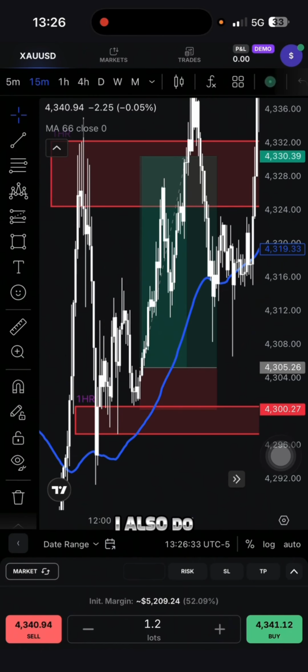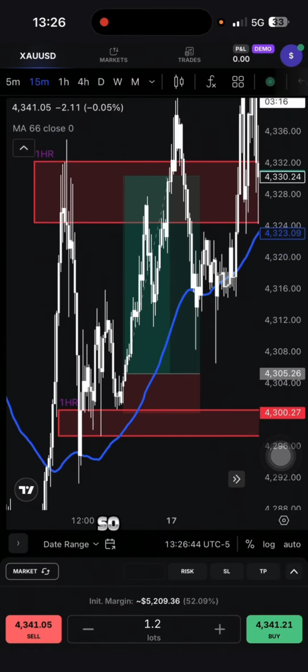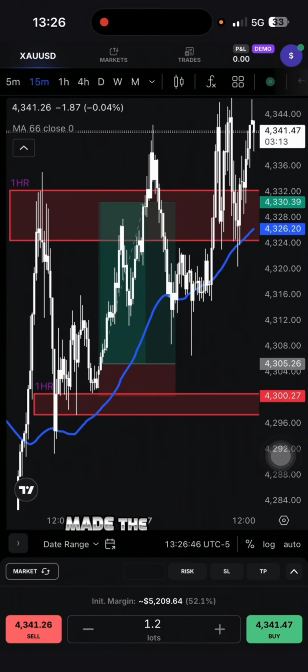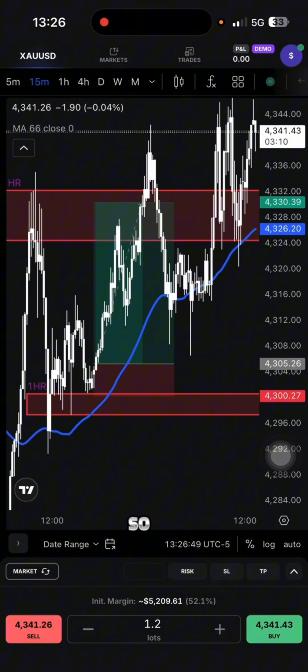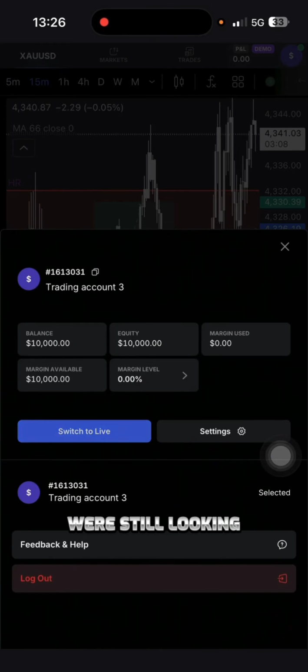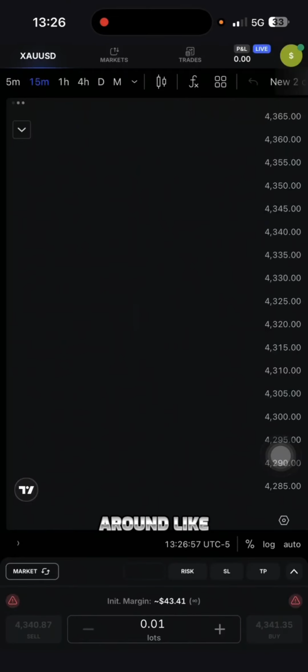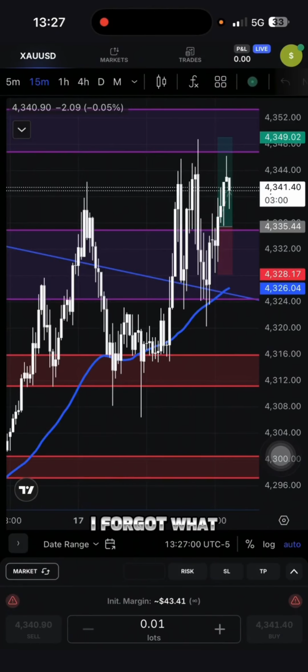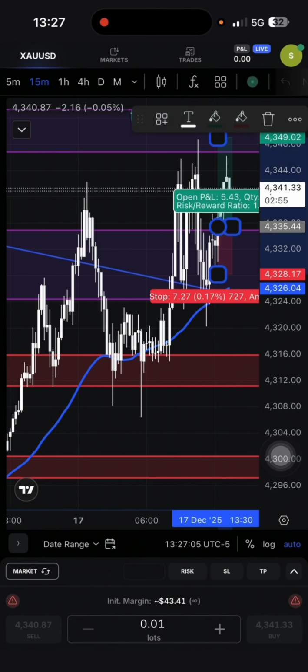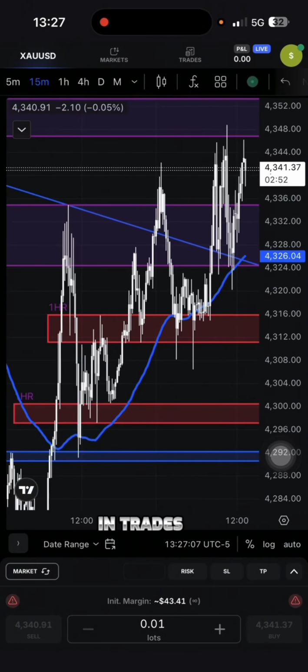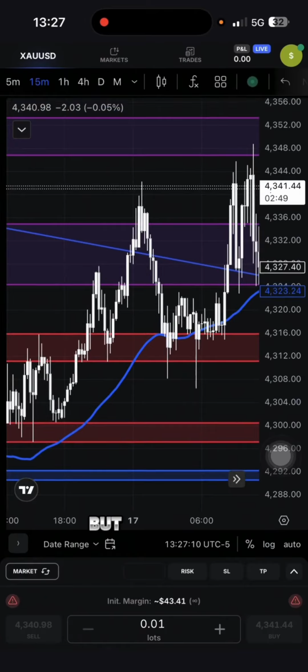I also do have a screen recording, and I'll insert it at the end of the video or just insert it after, so you can see. But yeah, that was the trade that I took that made the $1,000. My TP hit around, I forgot what time it was. I know I was sleeping, I'm not gonna lie. Usually I don't go to sleep when I'm in trades. But yeah, that was a trade.